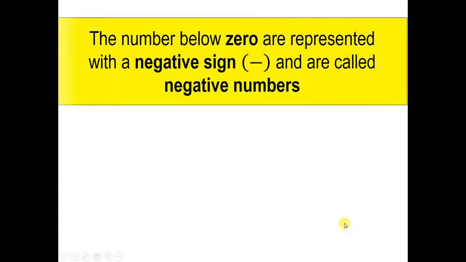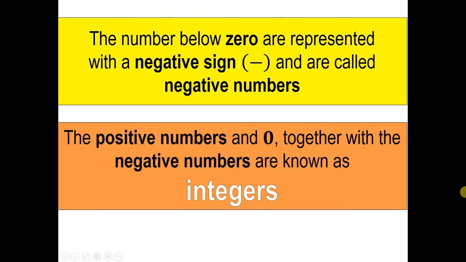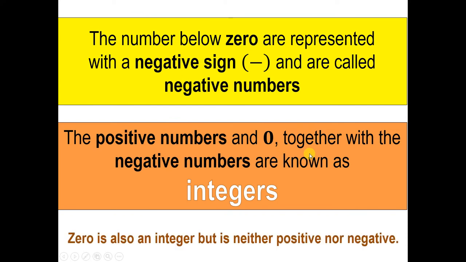Now let's summarize first. The numbers below 0 are represented with a negative sign and are called negative numbers. The positive numbers and 0 together with negative numbers are known as integers. This could be a new name for you. This is a type of numbers where you have all the positive numbers, all the negative numbers and 0. You should know that 0 is also an integer, but it is neither positive nor negative.